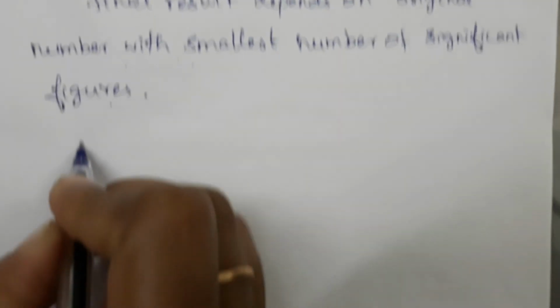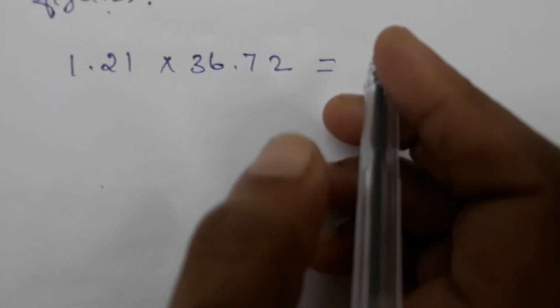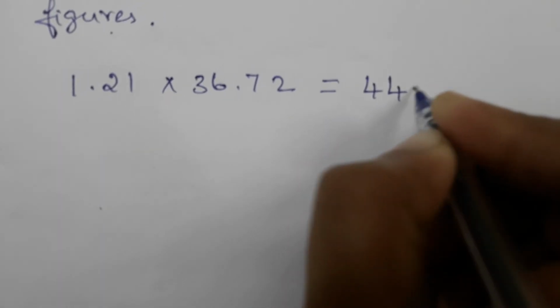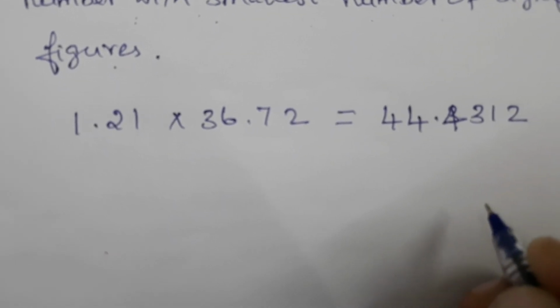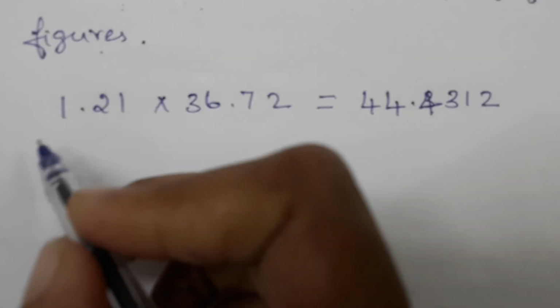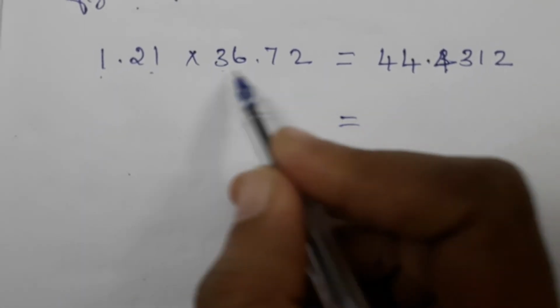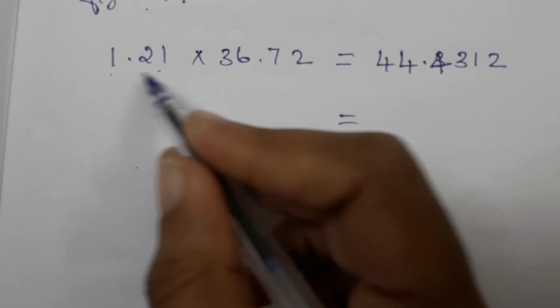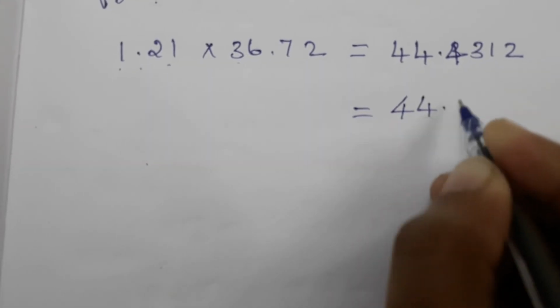For example, 1.21 times 36.72. When we are multiplying these numbers, you will get 44.4312. Here, how will you round it off? The number 1.21 has 3 significant figures, the other has 4. So which has the smallest significant figures? This number. So this also should be rounded off to 3. So we can write 44.4.